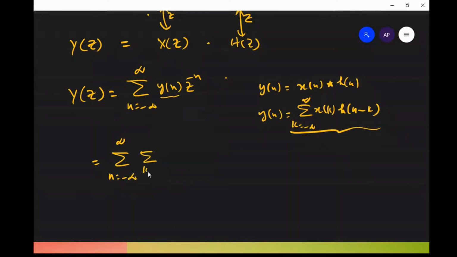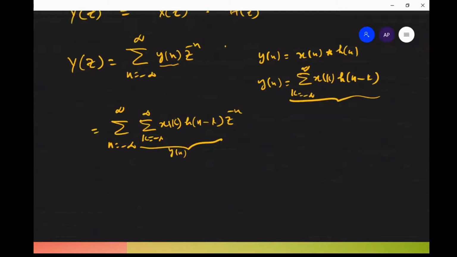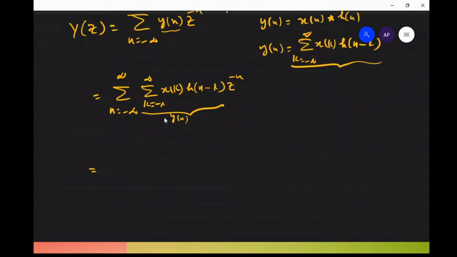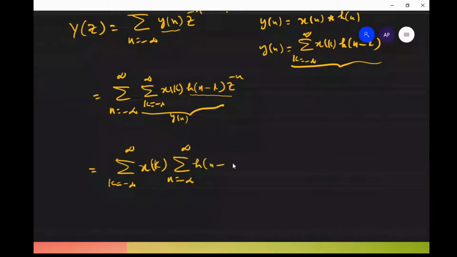Now we replace this value in Y of z, and what we get is the sum over n from minus infinity to infinity, and another summation over k from minus infinity to infinity, of x of k h of n minus k z power minus n, right? Now this is our Y of z equivalent expression. Solving it further, you can see that these are the terms which involve n, so we can rearrange the summation, and what we get is the sum over k from minus infinity to infinity of x of k, times the sum over n from minus infinity to infinity of h of n minus k z power minus n, right?